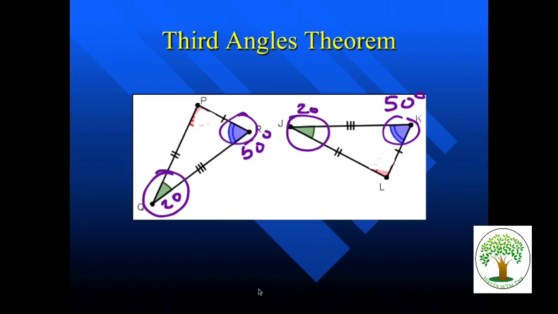Because of the third angle theorem, P had to be equal to L. Because Q was congruent to J, and R was congruent to K. So automatically, without having to do any calculating, P had to be congruent to L. Because they all add up to 180, right? And so we'd have to subtract from 180, and so we're subtracting the same number from both of them, so they have to be equal to each other, okay?